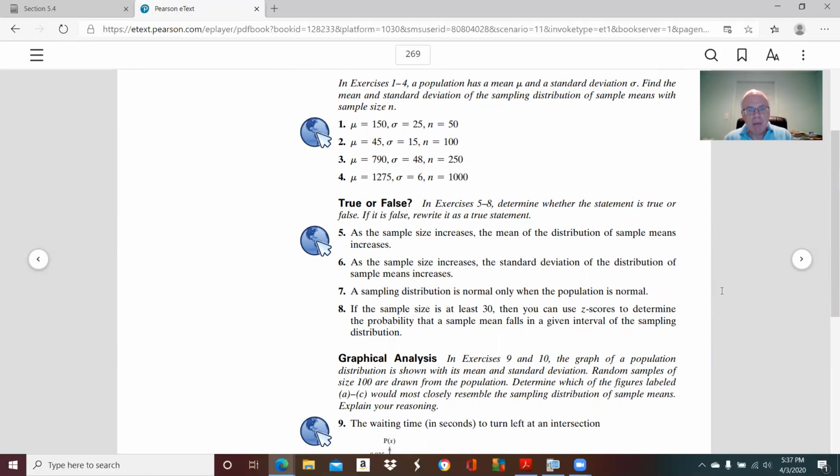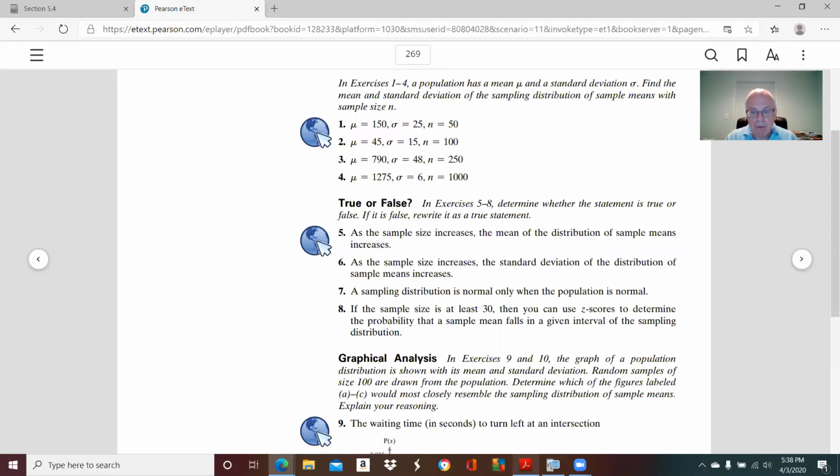Number 6, as the sample size increases, the standard deviation of the distribution of sample means increases. True or false? Number 7, a sampling distribution is normal only when the population is normal. Is that true or is it false? All right, think about central limit theorem. And number 8, if the sample size is at least 30, then you can use z-scores to determine the probability that a sample mean falls in a given interval of the sampling distribution. So you would convert your x bars to z's. That's what they're really saying. Can you do that? If the sample size is at least 30, you can use z's, which are used for what? The standard normal. Is that true or false? Well, let's look at the answers.